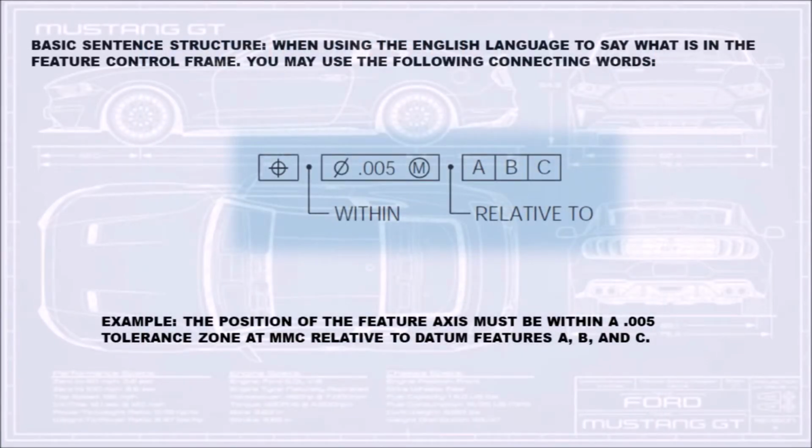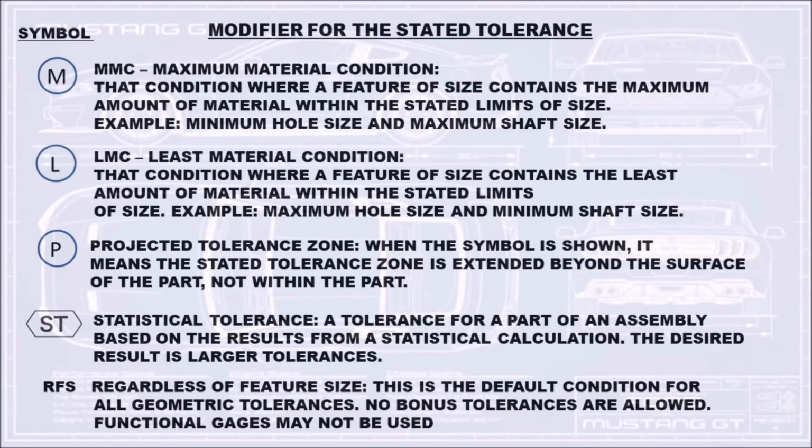Basic sentence structure, when using the English language to say what is in the feature control frame. You may use the following connecting words. Example, the position of the feature axis must be within .005 tolerance zone at MMC relative to datum features A, B, and C. These are modifiers for the stated tolerance definition and the symbol for the feature control frame.